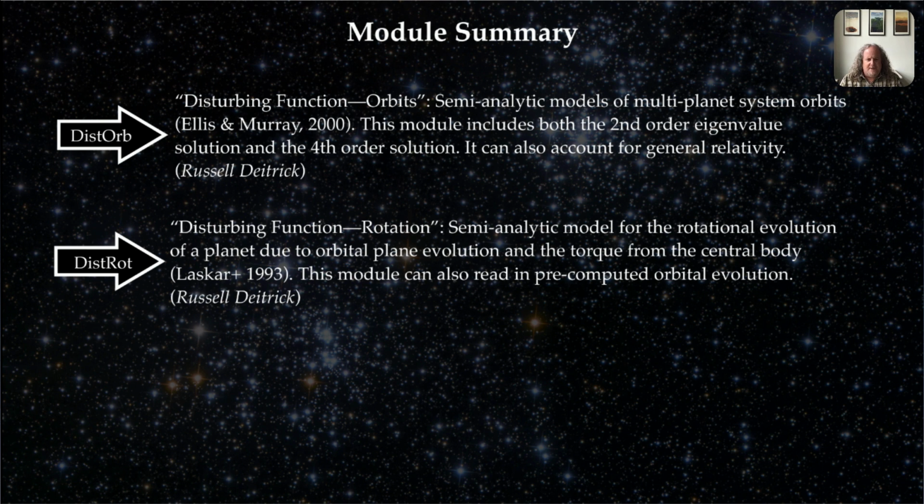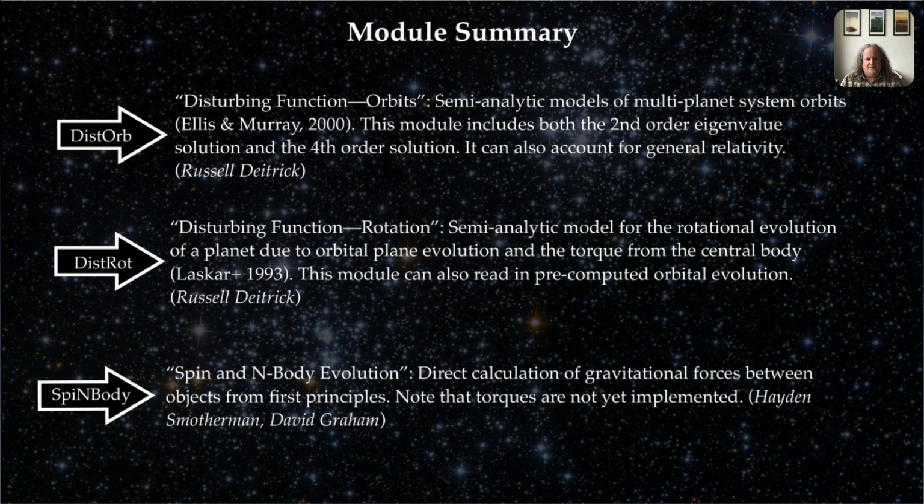Next up is DISTROT, which is similar to DISTORB, but handles the rotation. This module accounts for the evolution of a planet's spin axis relative to its orbital plane due to the evolution induced by companion planets as well as the torque from the central body. Most of this theory was developed by Jacques Laskar and collaborators in 1993. And note that this module can also read in pre-computed orbital parameters.